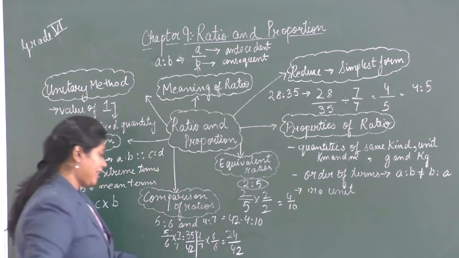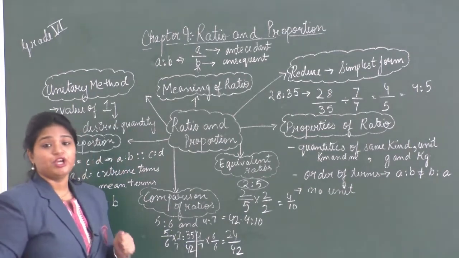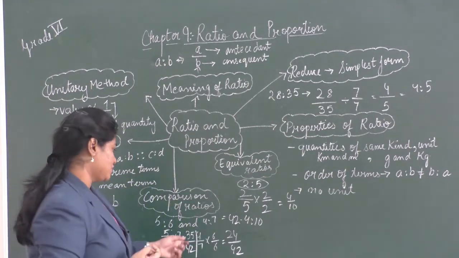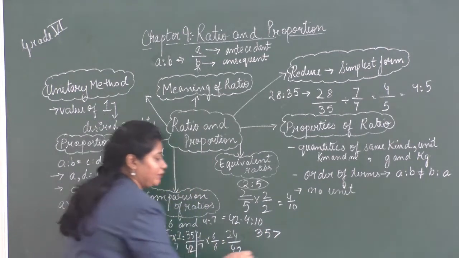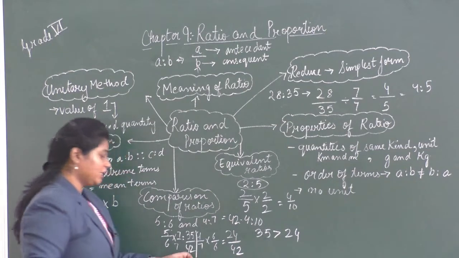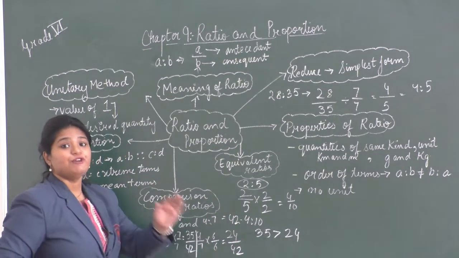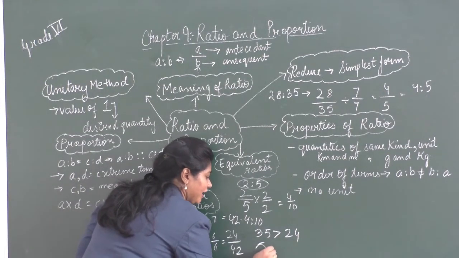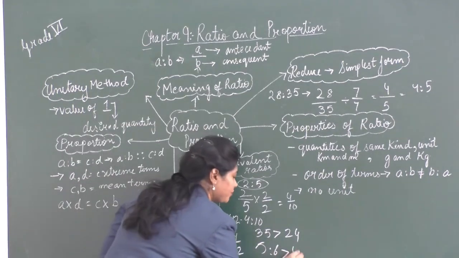You got your like fractions 35/42 and 24/42. When the denominators are same, we compare the numerators. We know that 35 is greater than 24, which means 35/42 is a greater fraction than 24/42, which further implies that the base ratio, that is 5:6, is greater than 4:7.